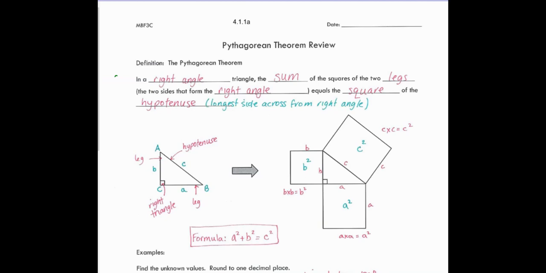Okay, so we're going to recap the Pythagorean theorem really quickly. You've seen this before in previous grades, so it's really just a recap. So let's go through the definition. In a right angle triangle, the sum of the squares of the two legs, which are the two sides that form the right angle, equals the square of the hypotenuse, which is the longest side.